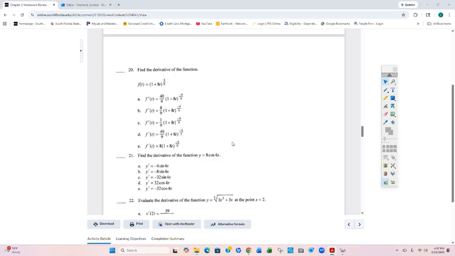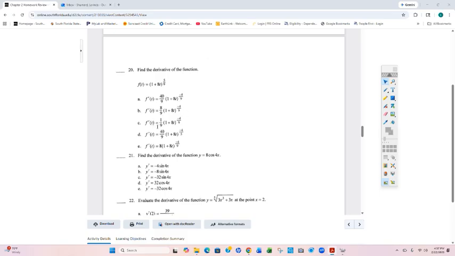Number 20, find the derivative of the function f of t equals, in parentheses, I have 1 plus 8t, and then the power on the outside of that is a fraction, 5/9. So, open parenthesis, 1 plus 8t, close parenthesis, to the power of 5/9. A, f prime of t equals 40/9, and then in parentheses, 1 plus 8t, and that is to the -4/9 power. B, f prime of t equals 8/9, and then in parentheses, 1 plus 8t, to the -4/9 power.